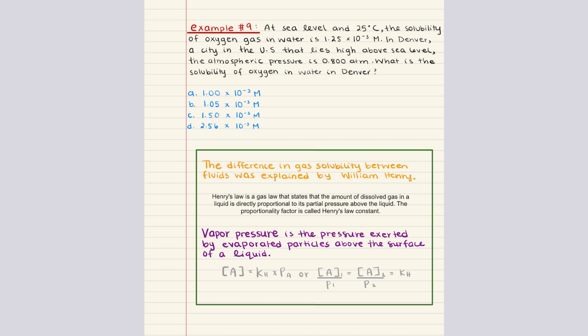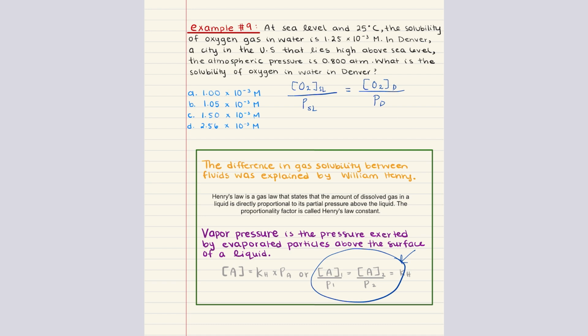Now here, understanding Henry's law can help us determine how changes in pressure affect the solubility of a gas. The solubility of gases in liquids is directly proportional to the atmospheric pressure as shown by Henry's law. So we can set up a similar expression so that we can solve for the solubility of oxygen in Denver. So what we can write is that the solubility of oxygen gas at sea level divided by the pressure at sea level is equal to the solubility of oxygen gas in Denver over the pressure in Denver. Now, we have 3 out of these 4 variables.